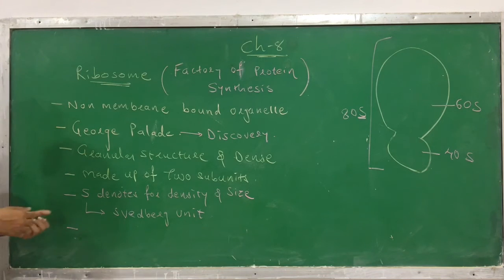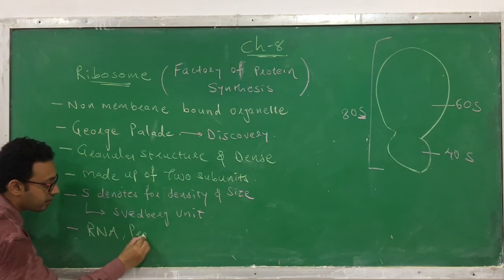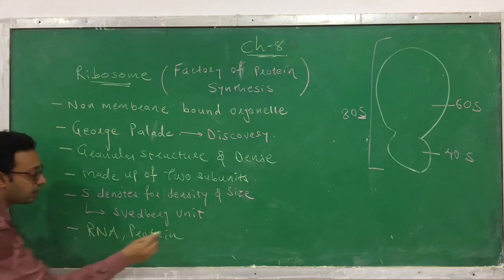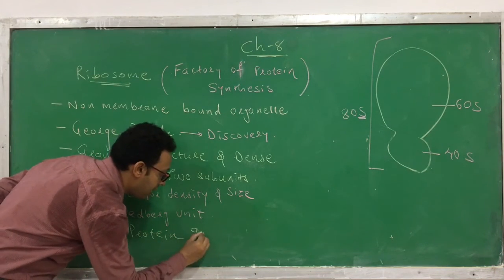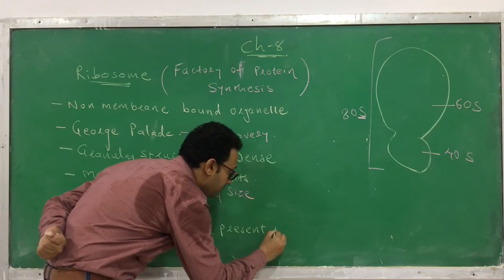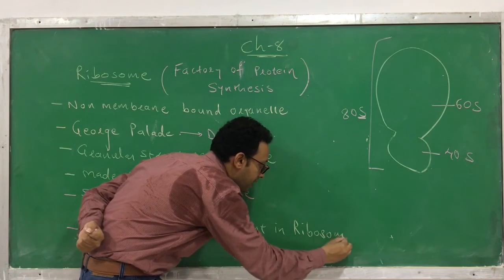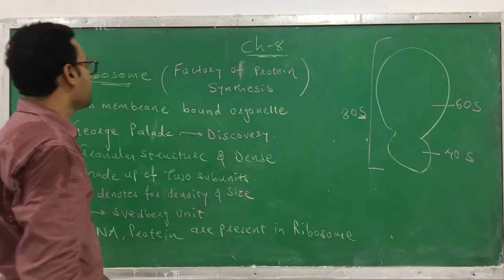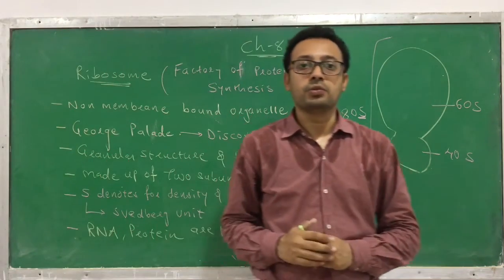The next thing is what the ribosomes contain. They are made up of RNA and protein. So this is the composition: RNA and proteins are present in the ribosome, or ribosomes are made up of RNA and protein. Okay, so this is about the structure of the eukaryotic ribosome.